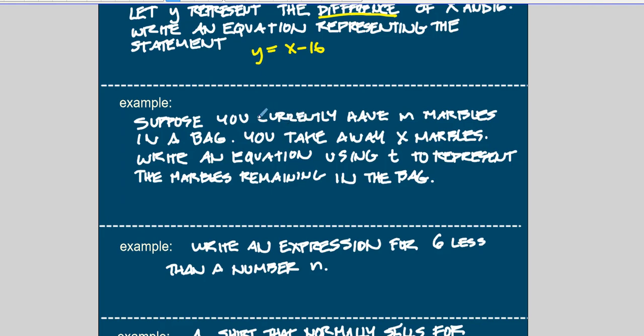Let's try another example. Suppose you currently have m marbles in a bag. You take away, that's subtract, x marbles. Write an equation using t to represent the marbles remaining in the bag. So t is going to be the original number of marbles you have, m, minus x.